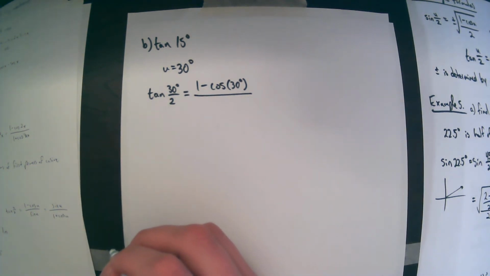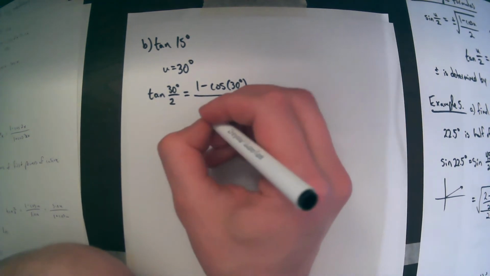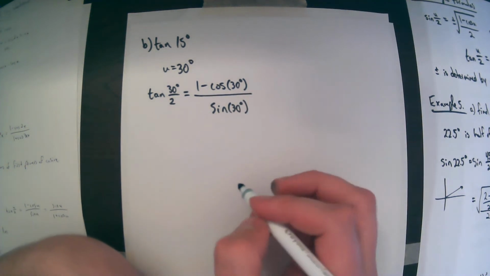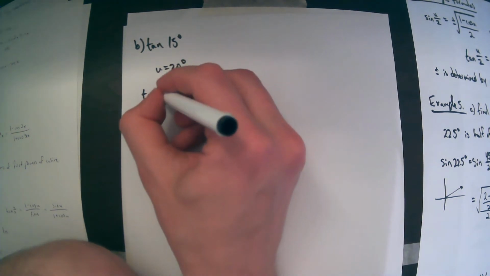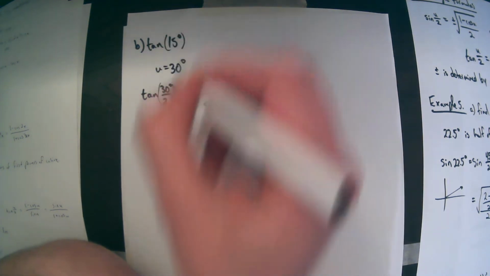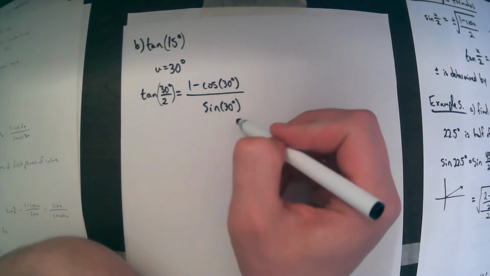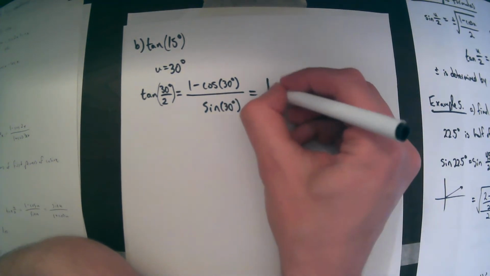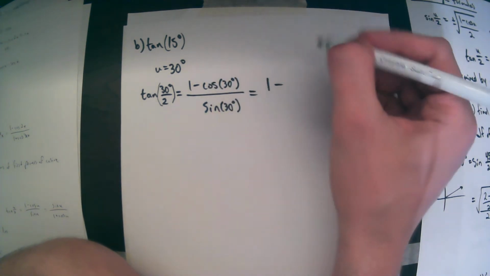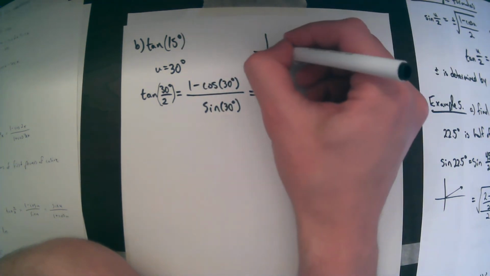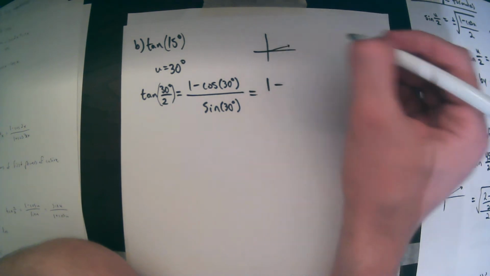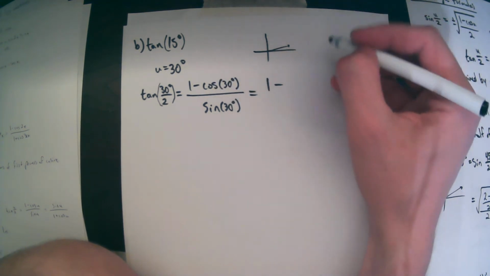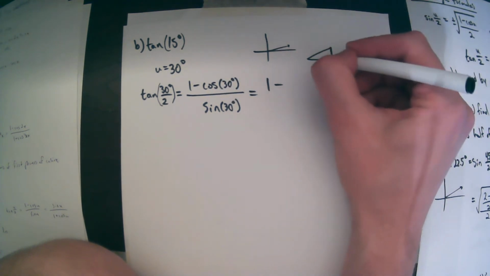wait a second, okay, all over sine of 30 degrees. I guess if I'm using parentheses. Okay. But I don't know what cosine and sine are for 30 degrees. Well, yeah, I do. Those are special angles. So this is 1 minus, by the way, this is all in the first quadrant, right? 15 degrees is definitely in the first quadrant, so these are both positive. What is cosine of 30 and sine of 30? I gotta draw my reference triangle.